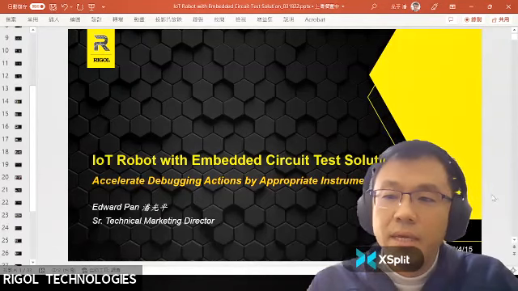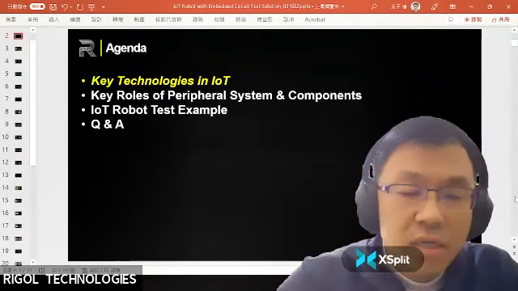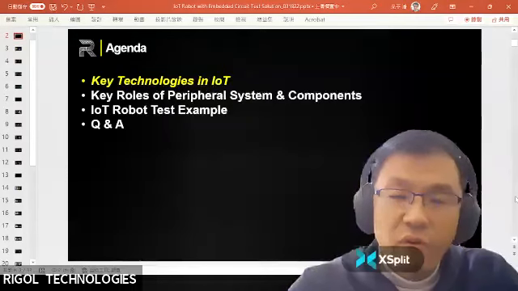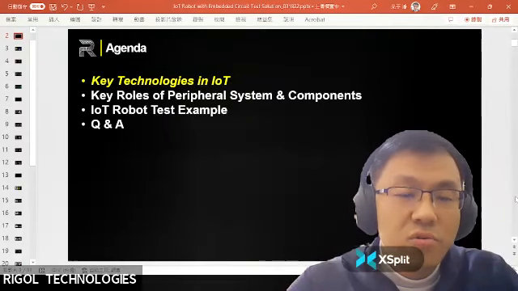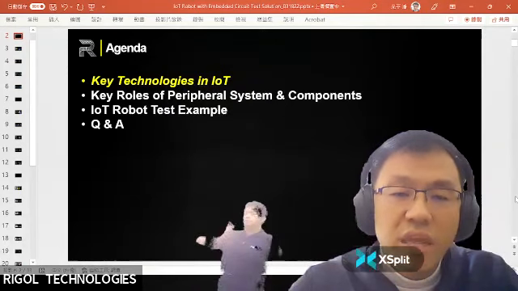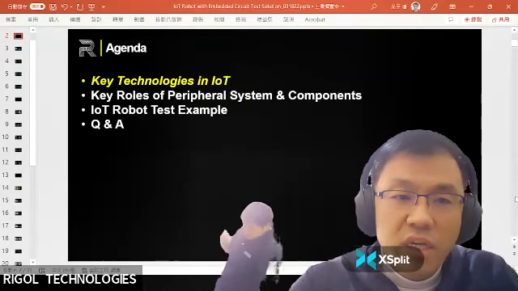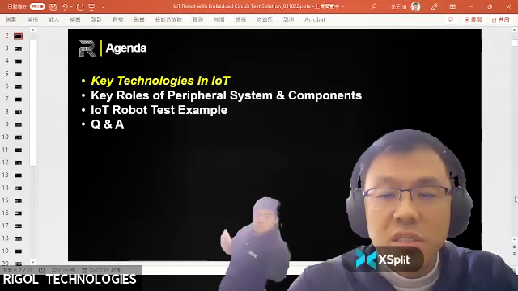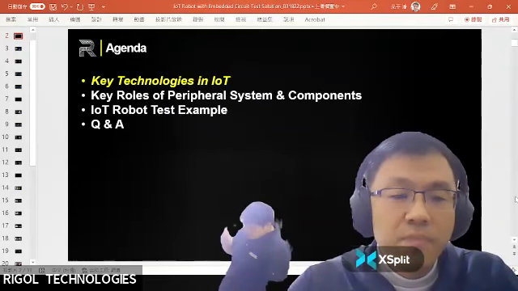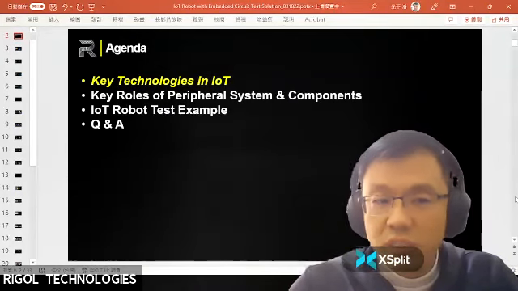Okay? So now we will focus on the first agenda. Today we will have 4 sessions to share with you. The first one, we will focus on the key technologies of the Internet of Things. And the second part, I will leverage the key roles of the peripheral system and components and how to implement the IoT robot test as an example for your reference.